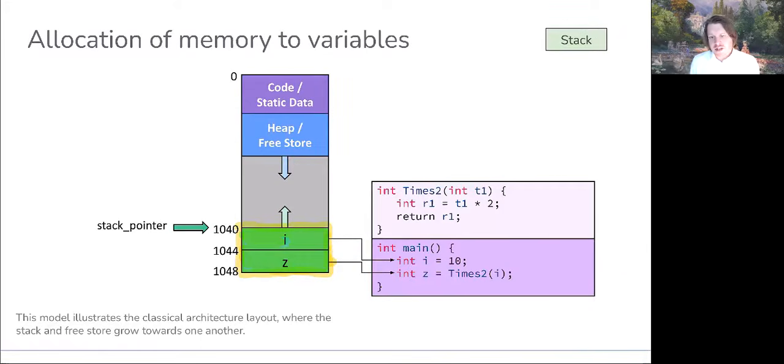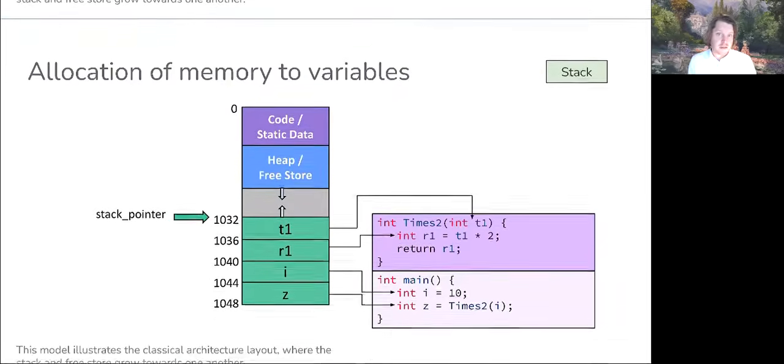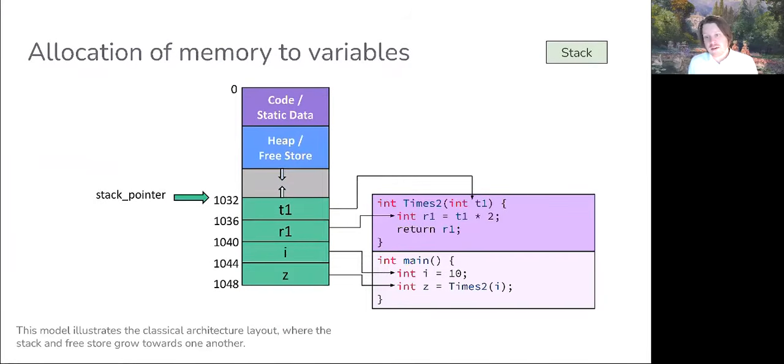Okay, so I is going to get initialized with 10. Z, we have a blank we need to fill in. So what is Z going to get initialized with? Well, it will be the return result of times 2 of I. That means we need to pause execution of main and move into our series of instructions associated with the function times 2, and eventually get that return value and assign it to Z. So times 2 is invoked, and we move into it.